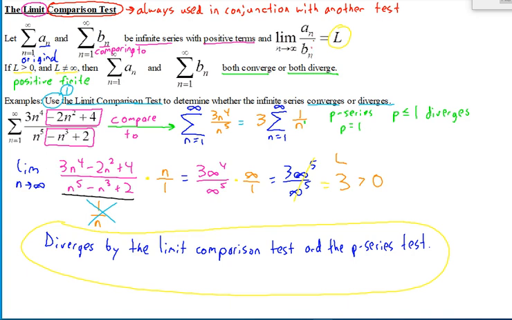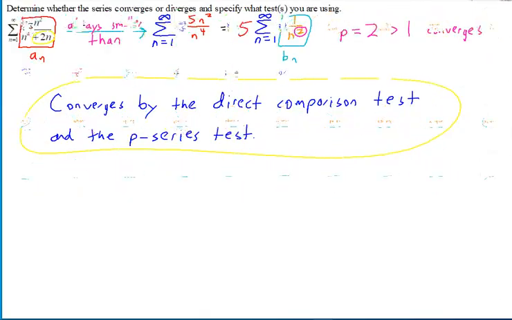and divide them. And the key is if you get a limit that is positive, greater than 0, but not infinity, so if it's positive but finite, then you know they both converge or both diverge. They do the same thing. All right, so let's see how that works on this one.